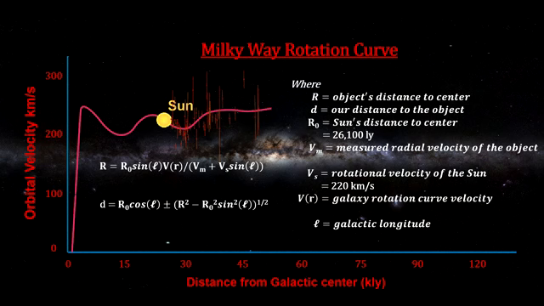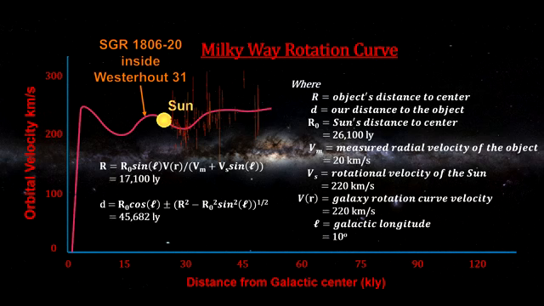For magnetar SGR 1806-20, a number of astronomers have connected it to the giant molecular cloud Westerhout 31. Its longitude is 10 degrees. Using the rotation curve, it is estimated to be 45,000 light-years away, give or take 5,000 light-years.